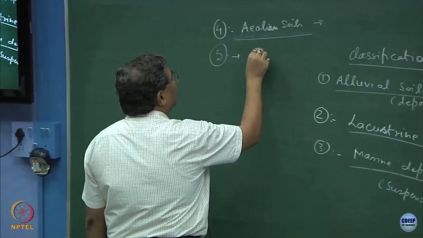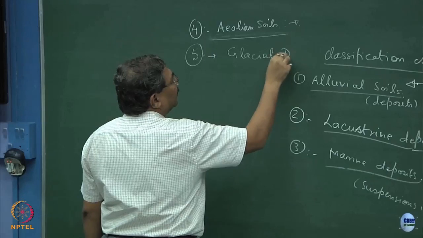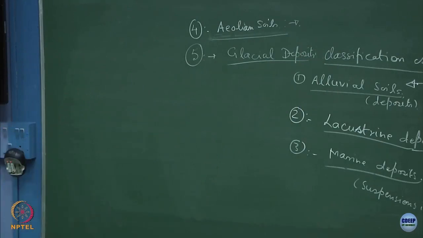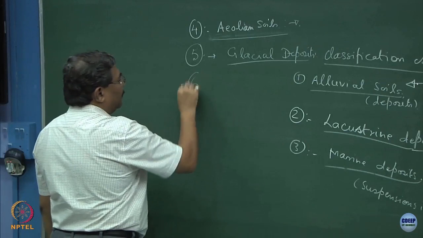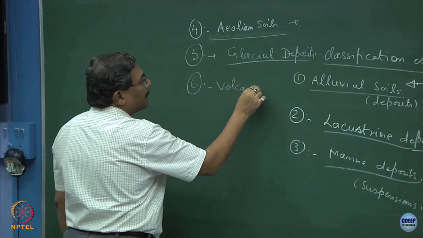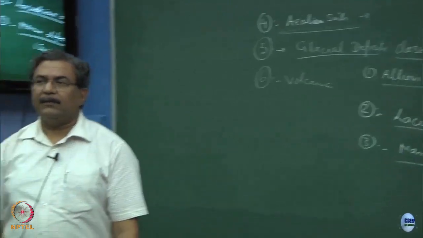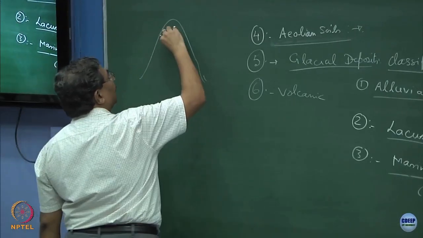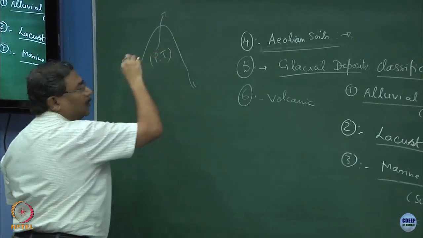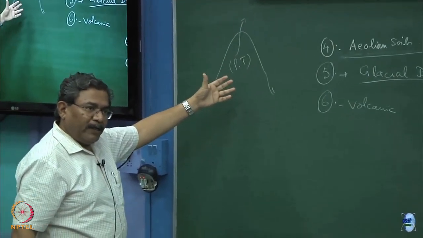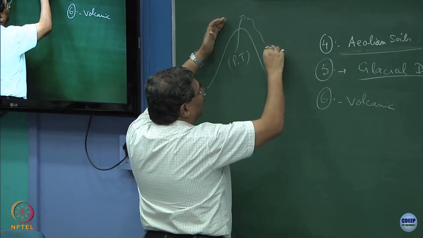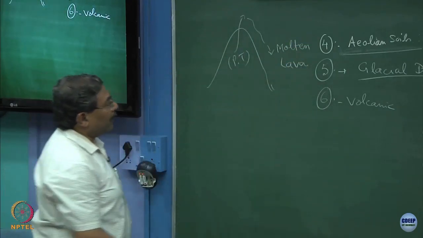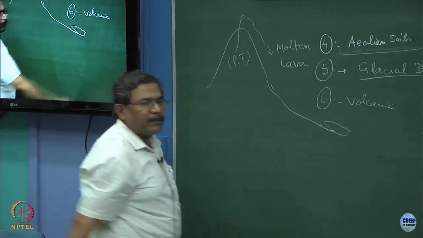Then comes the glacial deposits. I think I have given you enough idea about glacial deposits, anything which is formed due to ice. The sixth one is volcanic. You can say volcanic deposits, why not? From a volcano, when it erupts, what's going to happen? Under very high pressure and temperature, the rocks get molten. This thing starts flowing. So this is your molten lava. And what happens? This molten lava comes and settles somewhere over here and forms the igneous rocks.